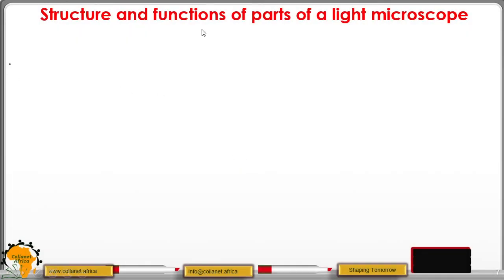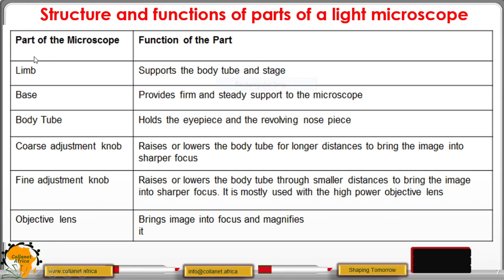So let us look at the functions of parts of the light microscope since we have seen the structure. First, we have the limb or the arm. This part supports the body tube and the stage. We have the base, which provides firm and steady support to the microscope. The body tube holds the eyepiece and the revolving nose piece.